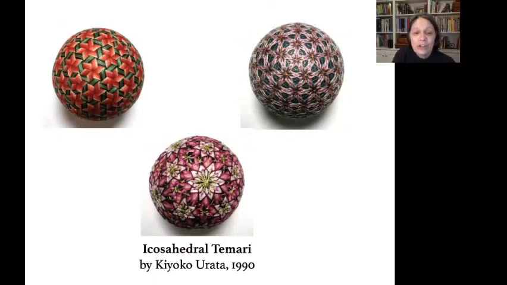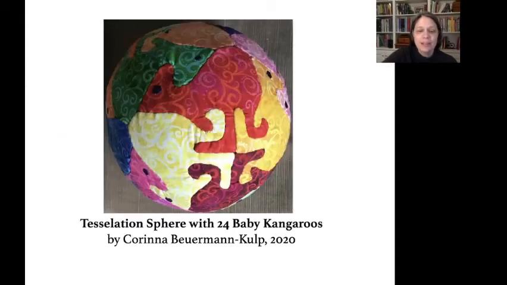These are gorgeous examples of the traditional art of Temari by Kiyoko Urata. Temari balls are created using a framework based on the symmetry of regular polyhedra. The artist creates a grid based on a polyhedron and then sews the pattern using embroidery thread. There are many ways to use fiber arts to express mathematical ideas. This quilted sphere by Corinna Beuermann-Kulp shows an adorable tessellation of a sphere by 24 identical kangaroos.